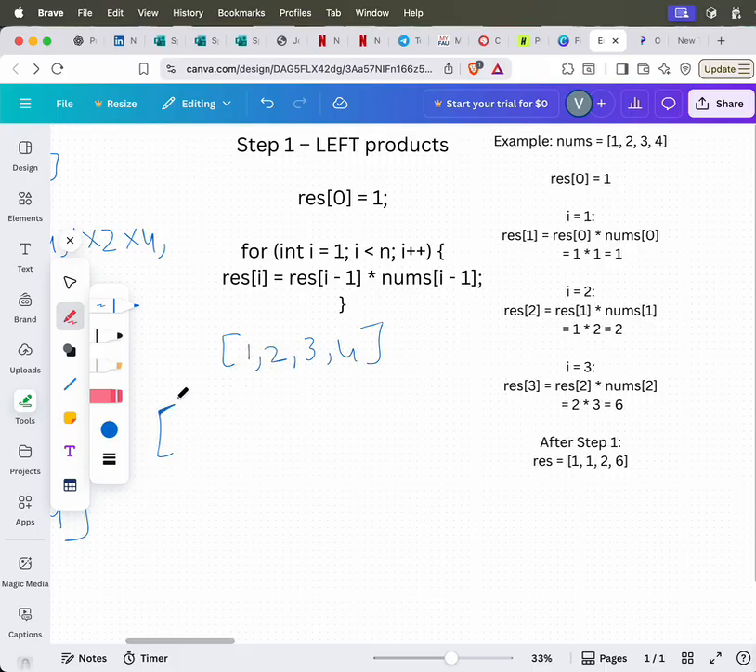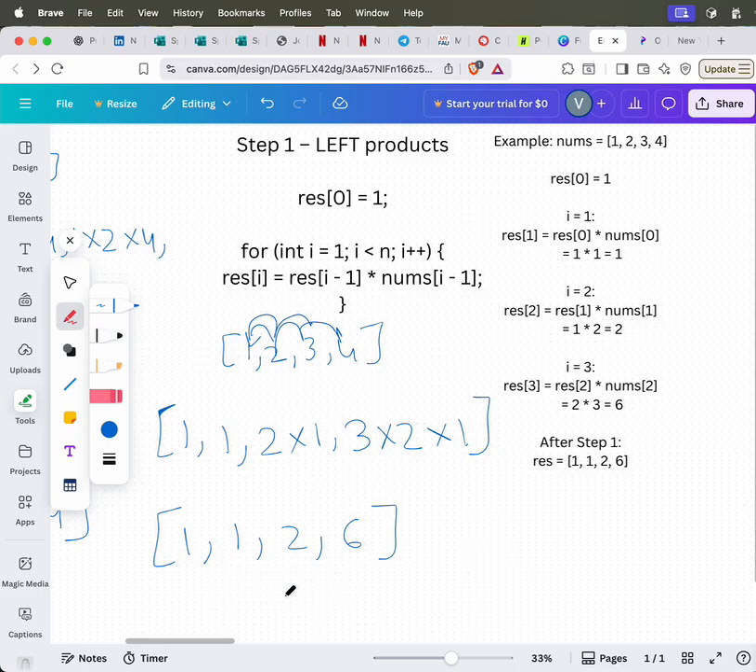So what is on the left of 1? Nothing. So write 1. The left of 2 is just 1, so write 1. What is the left of 3? 2 and 1, so write 2 into 1. What is the left of 4? 3, 2, and 1. Okay, those are the left numbers. Then we will do right. Then we multiply both of them, and then you will get the final result: 1, 1, 2, and 6. Okay, this is how you get this.